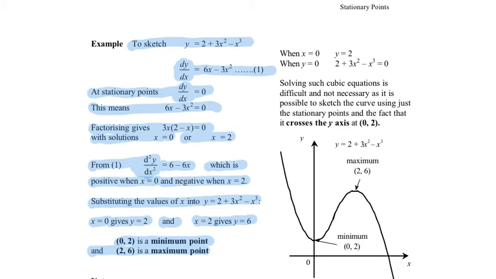We now need to find where it crosses the two axes. So when x is 0, we get y is 2. When y is 0, we get 2 plus 3x squared minus x cubed is 0. Solving such a cubic equation is difficult and not necessary, as it is possible to sketch the curve using just the stationary points and the fact that it crosses the y-axis at (0, 2).